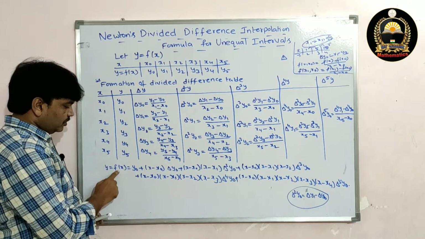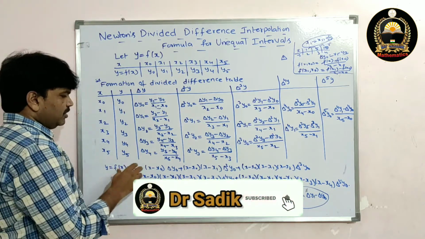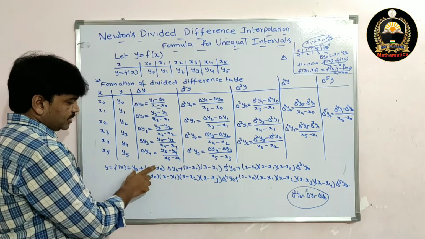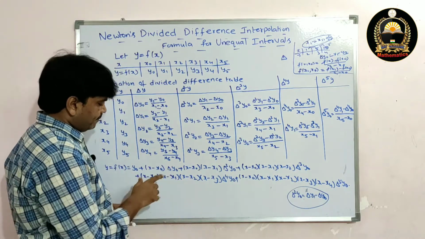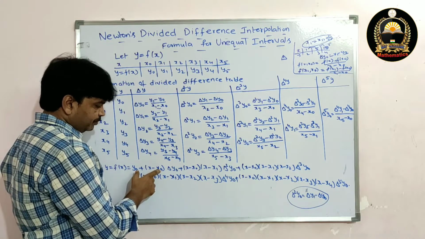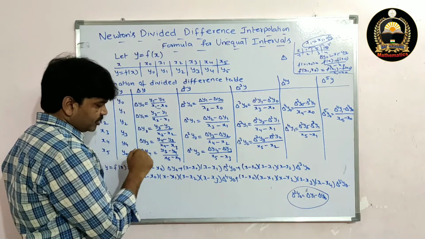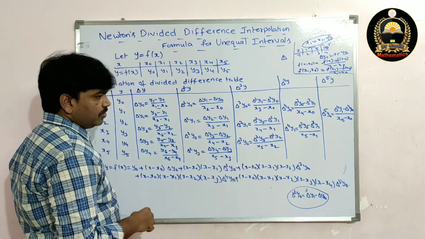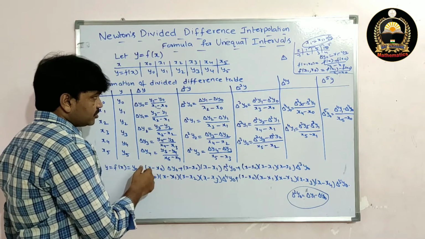y equals f of x equals y naught. It is like a forward difference table, students. Now a little bit of modification: y naught plus x minus x naught into del y naught. For easy understanding, that's why I told you x minus x naught into del y naught. In the forward difference table also we have del y naught, del square y naught, del cube y naught. Students, how can you get x minus x naught here?